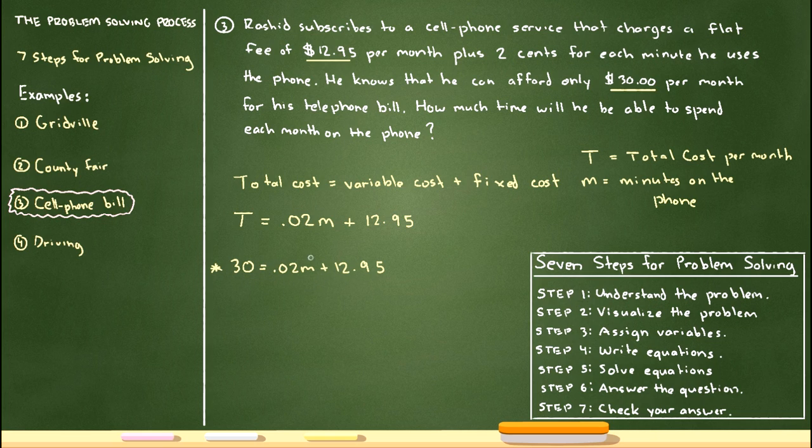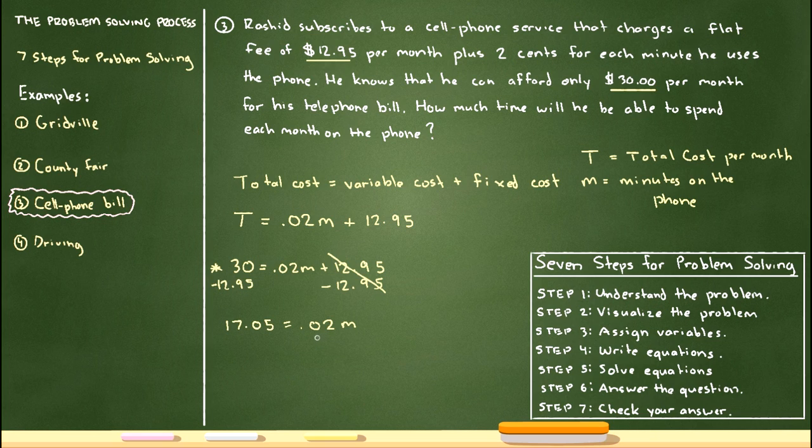Okay, so again, we want to follow the basic principles of problem solving, which in this case means we want to move all constant numbers to one side and variables to the other. So I'm going to go ahead and subtract 12.95 from the right side and from the left side as well. So 30 minus 12.95 should be 17.05. And this is equal to 0.02M.